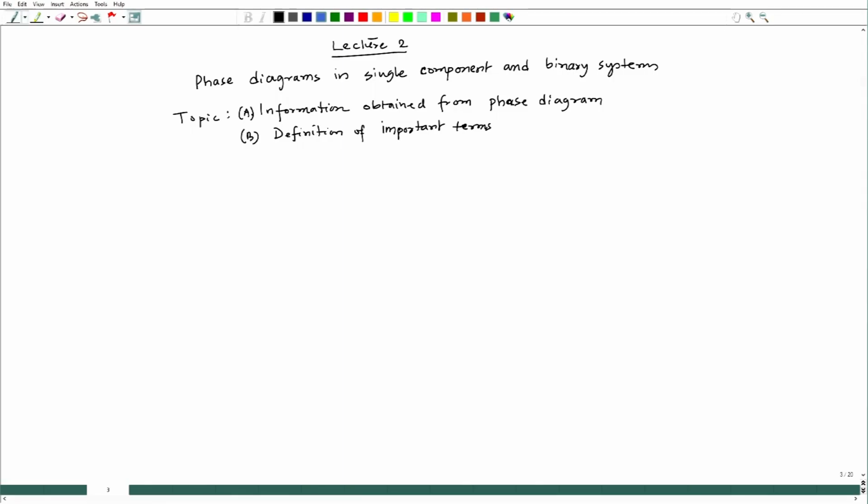Hello everybody, let us start lecture 2. This is the second lecture and today we will cover two topics. One is information obtained from phase diagram, what kinds of information or idea we can get from phase diagram, and the second one is definition of important terms. And this definition of important terms will cover a few things and then we will cover more in our subsequent lectures.